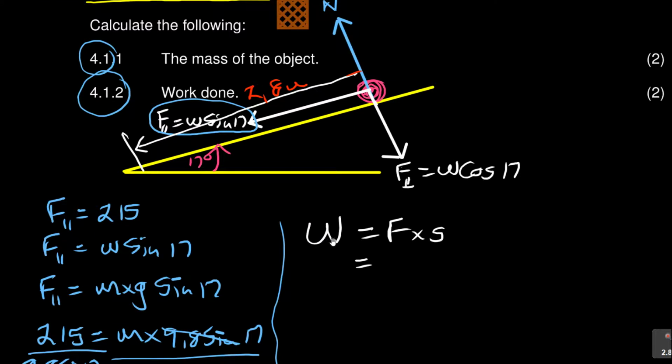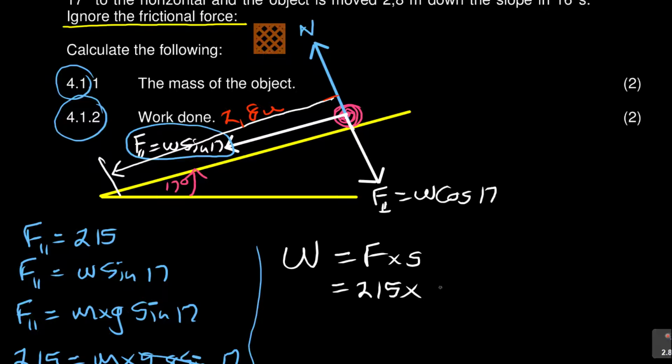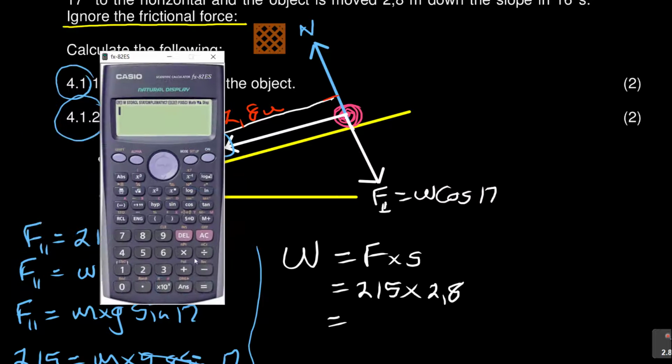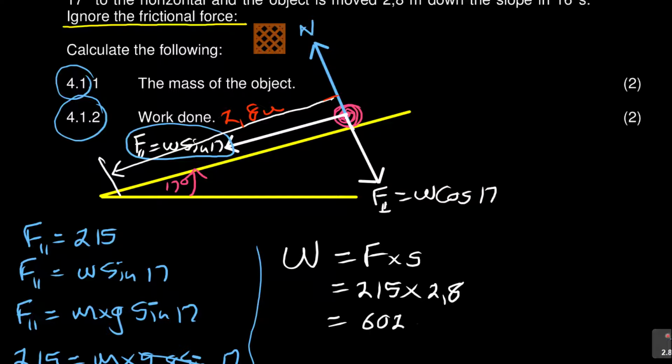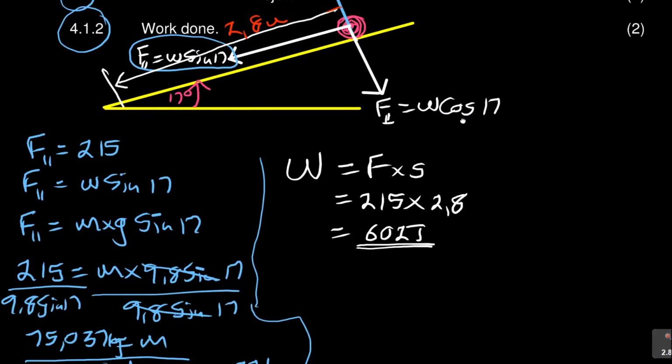So that's why now we come to say work done is force. What was the force? They told us the force was 215, which is the parallel component, times the distance moved, and they told us the distance is 2.8 meters. That's it. Work done, you multiply those two, and then you're good to go. 215 times 2.8. And what's the answer? 602. So remember now, work is measured in joules. So 602 joules. That's the work done. That was that. Okay.